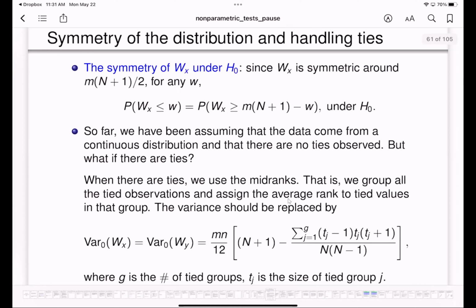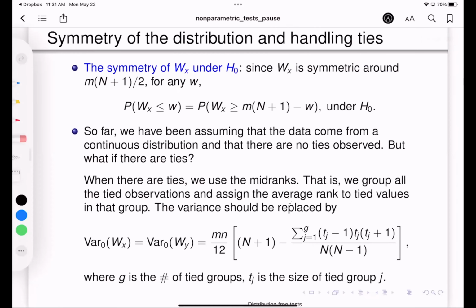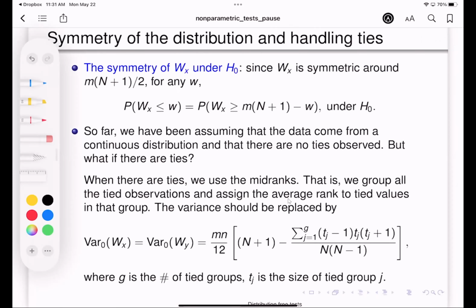If there are tied observations, the mean would still remain the same, but because of the ties, the variance of these sum of ranks will change. This variance now needs to consider how many of them are of identical ranks.